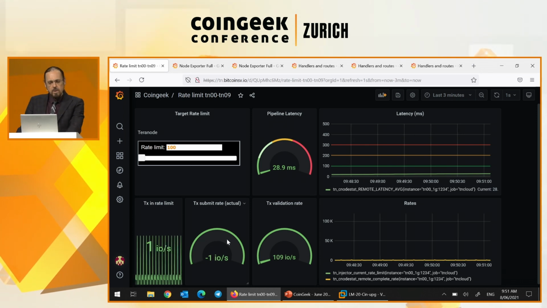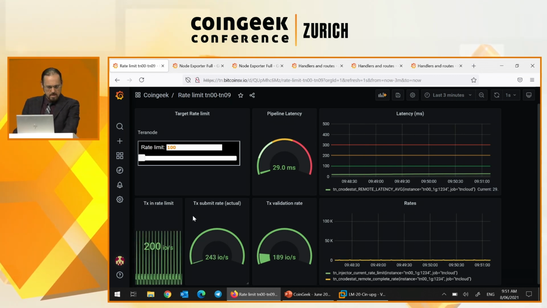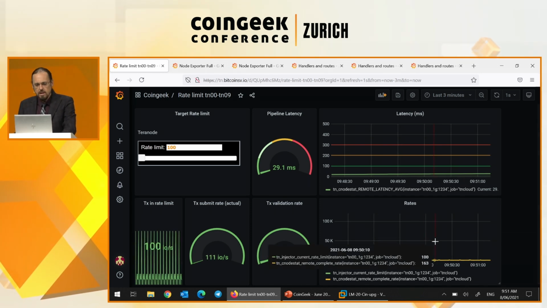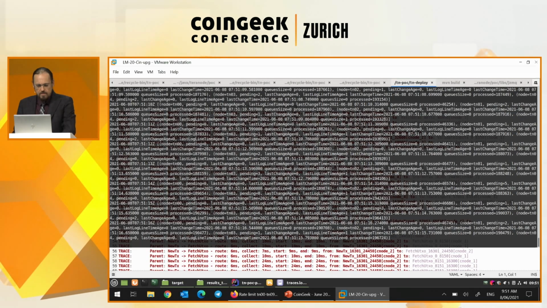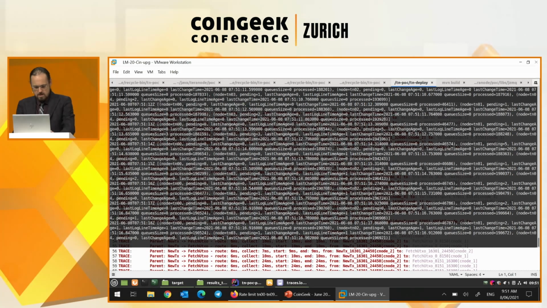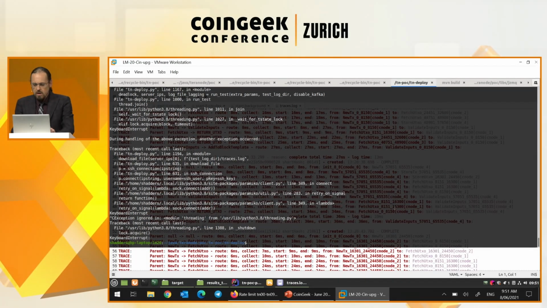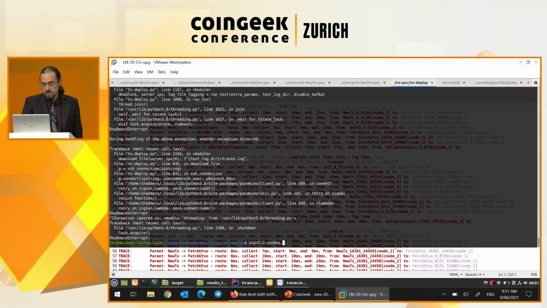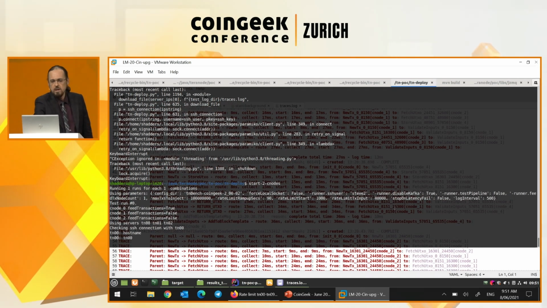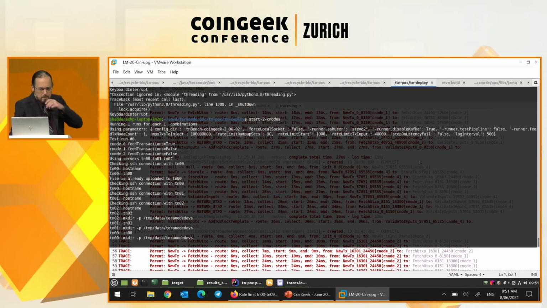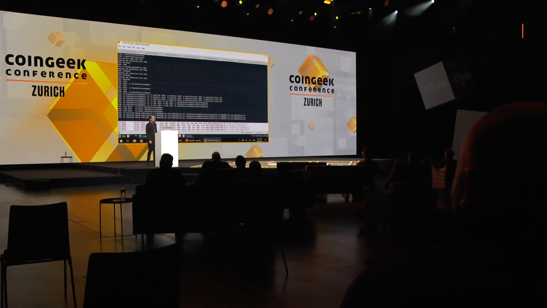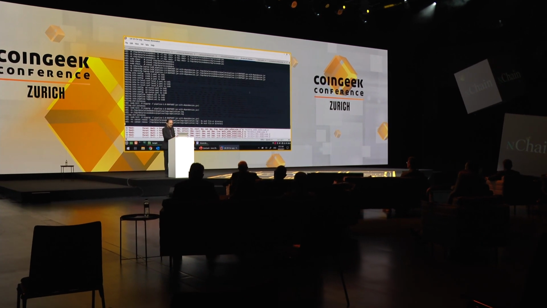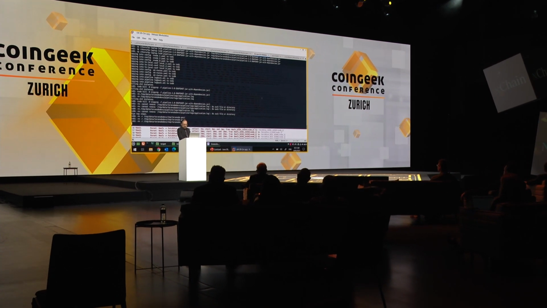And down the bottom here, we have a couple more gauges that show transaction submission rate and transaction validation rate. So I've just been running a Teranode in the background. That's what I started when I got onto the stage. And now we're actually going to try a real live ramp-up test. This is a deployment script. We've got 10 servers in a data center in Germany that we use for this sort of testing. And we're firing it up right now.